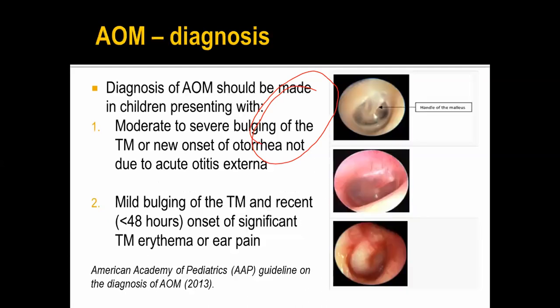So how to make the diagnosis of acute otitis media? Presence of moderate to severe bulging of the tympanic membrane, and new onset of otorrhea not due to otitis externa. There could also be mild bulging of the tympanic membrane of recent onset, less than 48 hours, associated with significant tympanic membrane erythema or ear pain. As we can see here, this is a normal tympanic membrane, which shows a shiny appearance. This tympanic membrane is a little bit congested, and the third one shows fullness. These guidelines were provided by the American Academy of Pediatrics in 2013 for the diagnosis of otitis media.